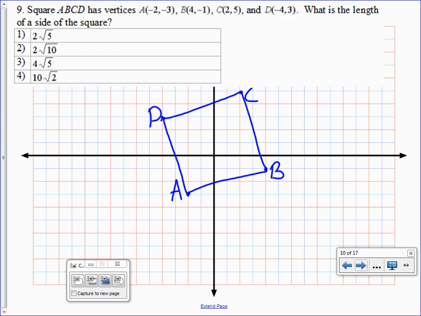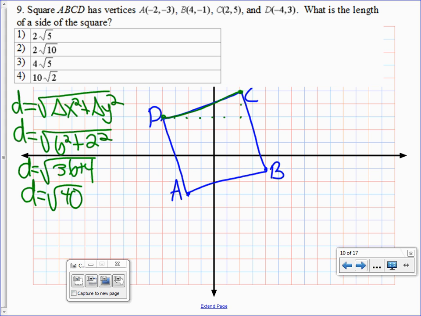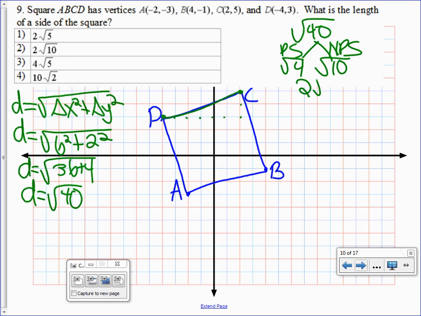So, it says what is the length of the side of the square? Well, pick a side. I'm going to pick this one. It's asking for the length. Well, you need to know that length is distance. And you need to know the distance formula. Change in x squared plus the change in y squared. I like to count for my change in x and change in y. My change in x, 1, 2, 3, 4, 5, 6. My change in y, 1, 2. 6 squared is 36, 2 squared is 4. D equals radical 40. Again, simplest radical form. Perfect squares, non-perfect squares. 4 and 10, 2 radical 10.